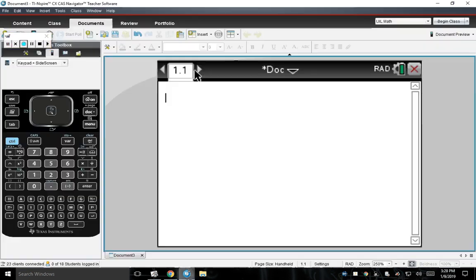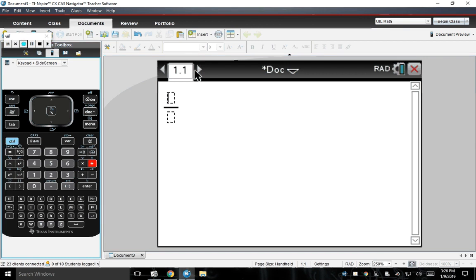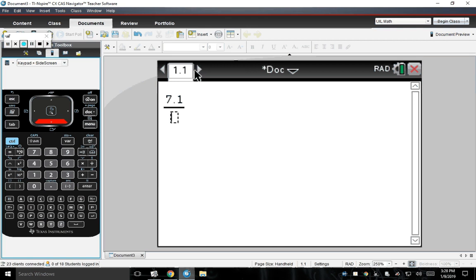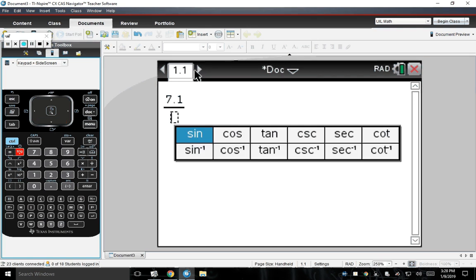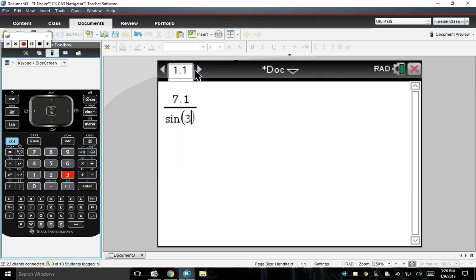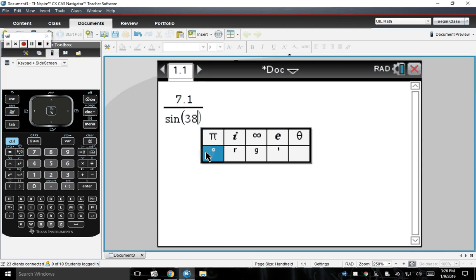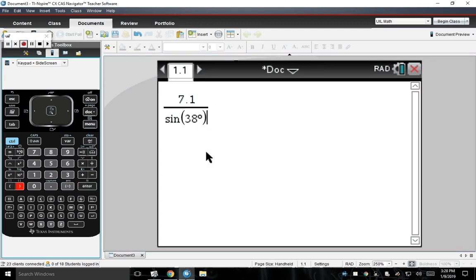Here we go. So you're going to do control divide 7.1 over the sine of 38 degrees. The sine is right here where trig is. Sine 38. And find the pi button, guys. The pi button is on the bottom left. I will continue to train you with these calculators throughout this entire semester. You're going to click on the degree symbol, and now this will give you the answer.